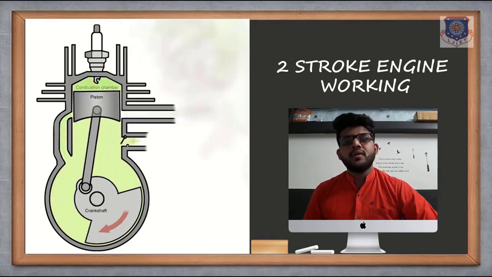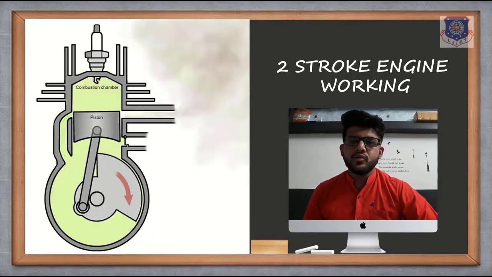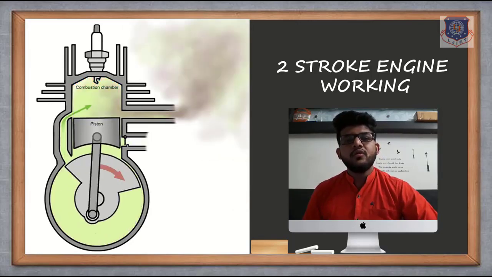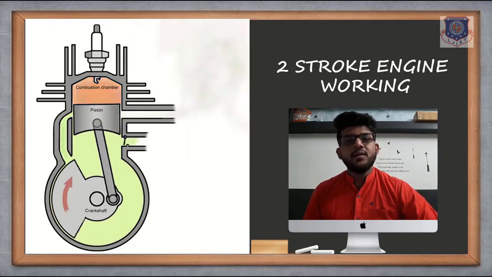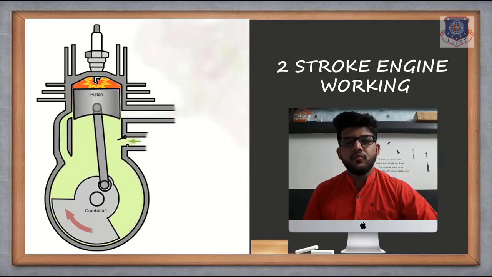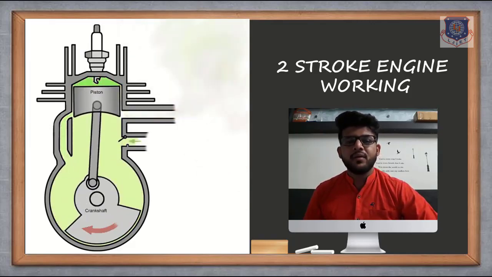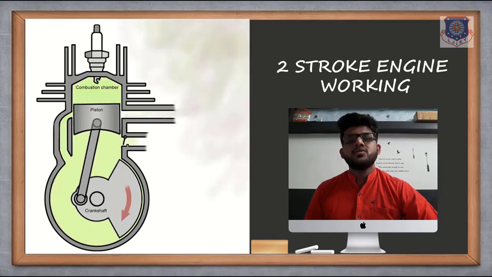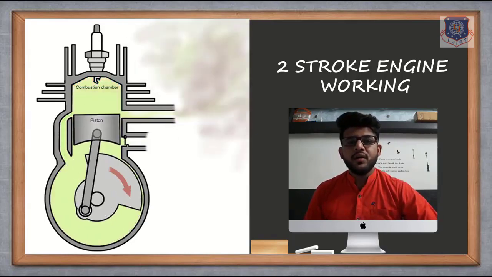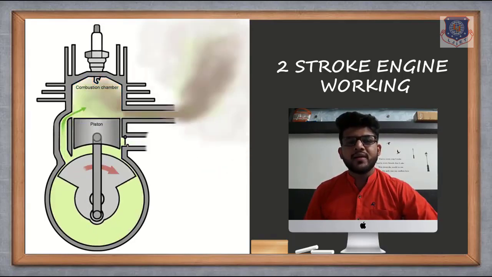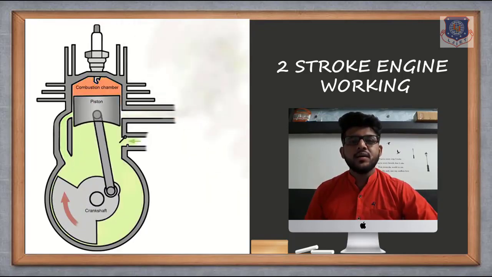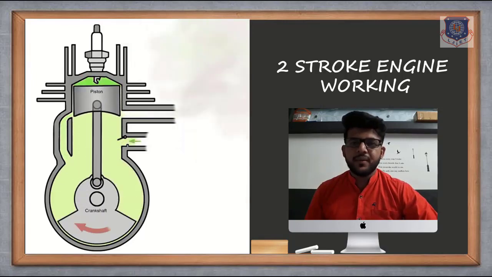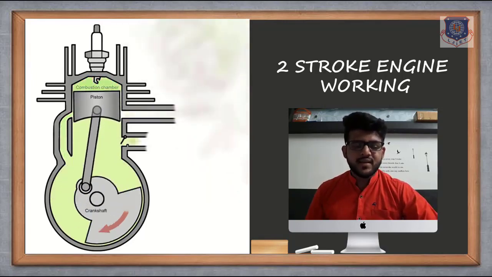Fine. So technically we can say that in four strokes the piston is moving four times, that means two times up and two times down. In a two-stroke the piston will move only two times, that is one time down and one time up. Fine. So we will not give inlet, compression, power or exhaust stroke in this. We will give only two strokes. One is expansion and second is compression.